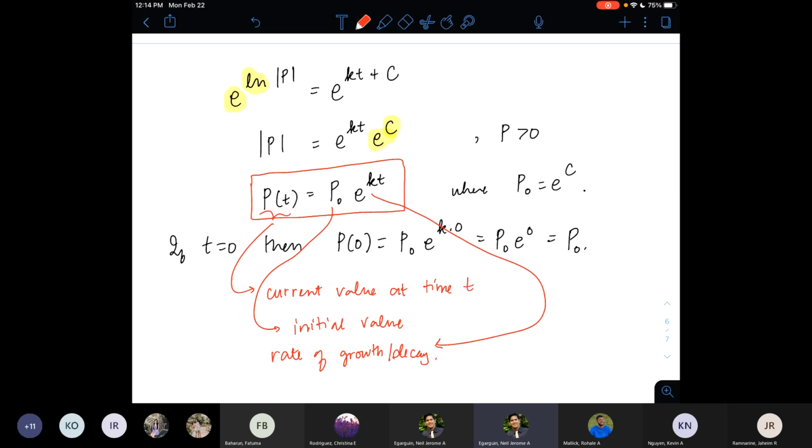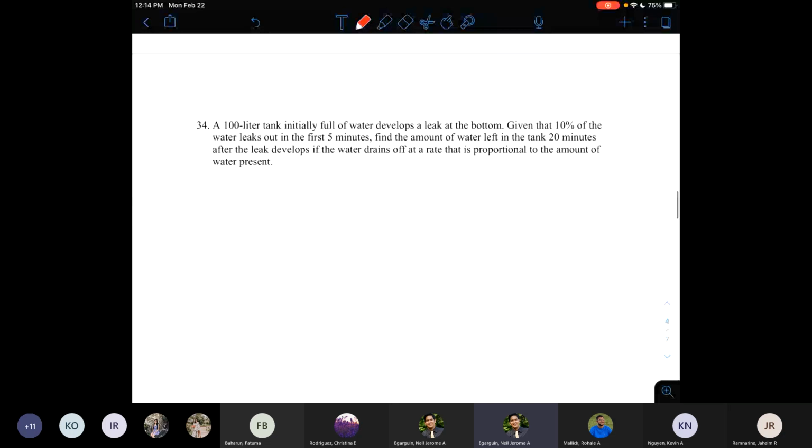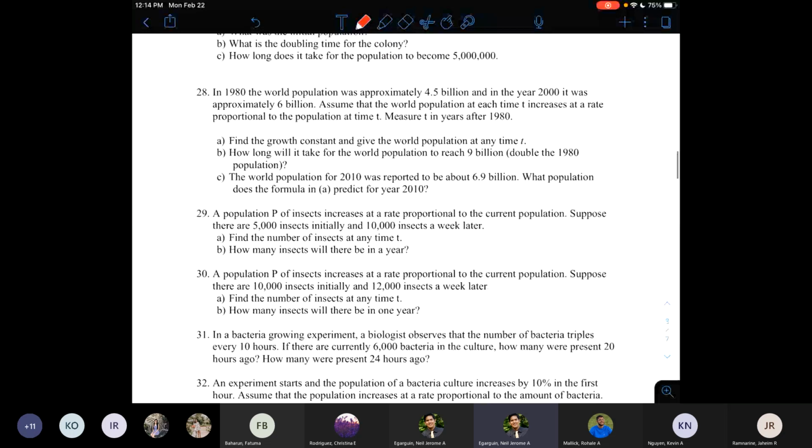Okay. Now let's look at how we can use this model. Let's look at a couple of problems here. A usual example would be population dynamics. Let's see. I guess problem 28 is more interesting.